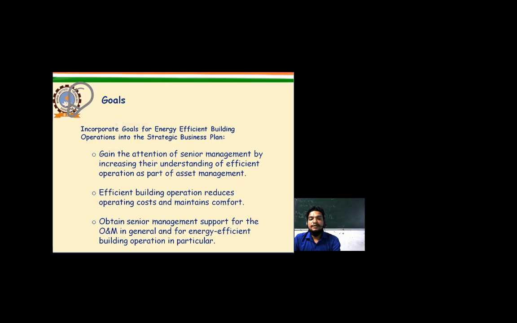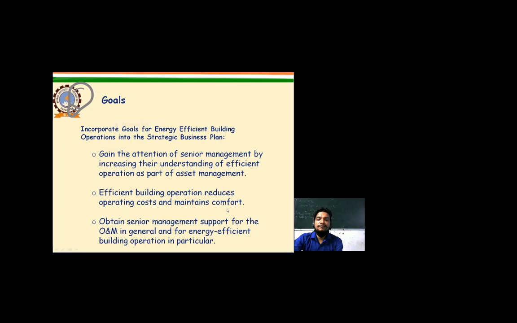You can't complete the task because the management has no awareness of that part. That means you have to gain the attention of senior management by increasing their understanding of efficient operation as part of asset management.